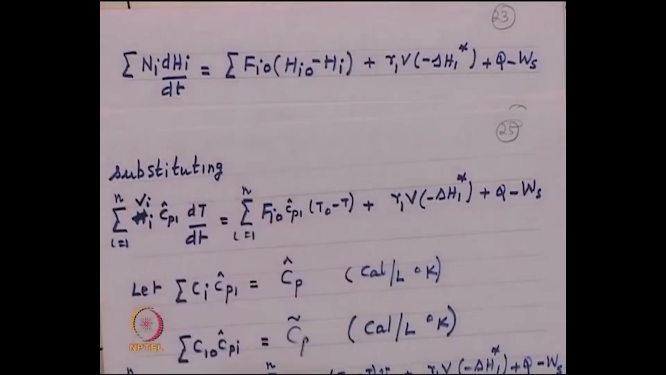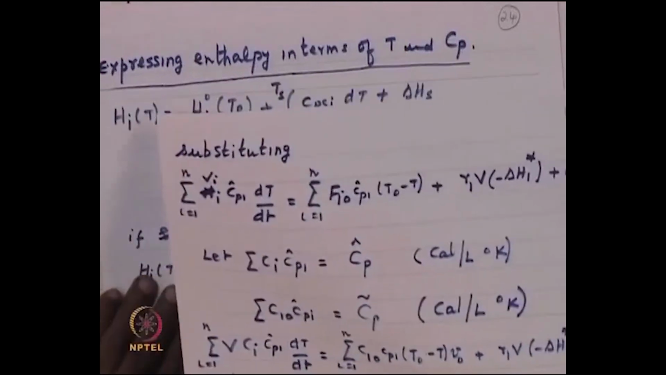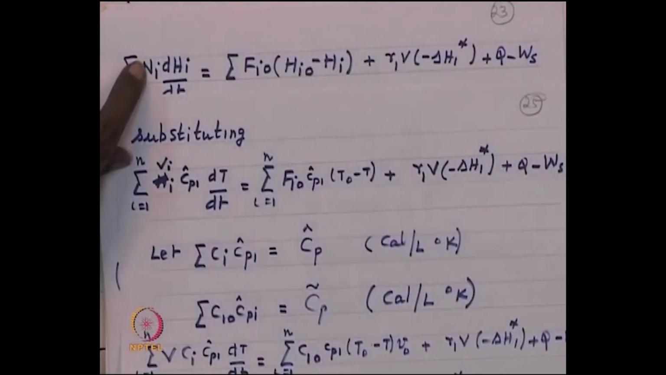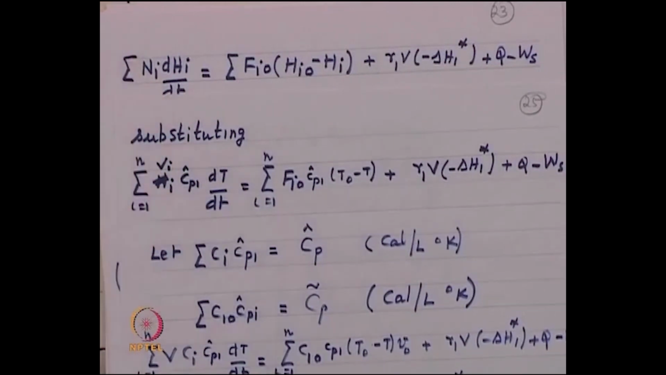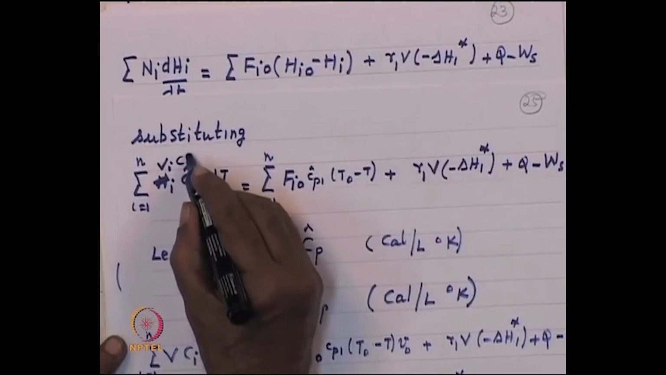This is V I. Okay. So, N I is V I times C p I, correct? Is this clear? Please understand N I d H I by d t. N I is what? V I times C I. C I is missing, correct.